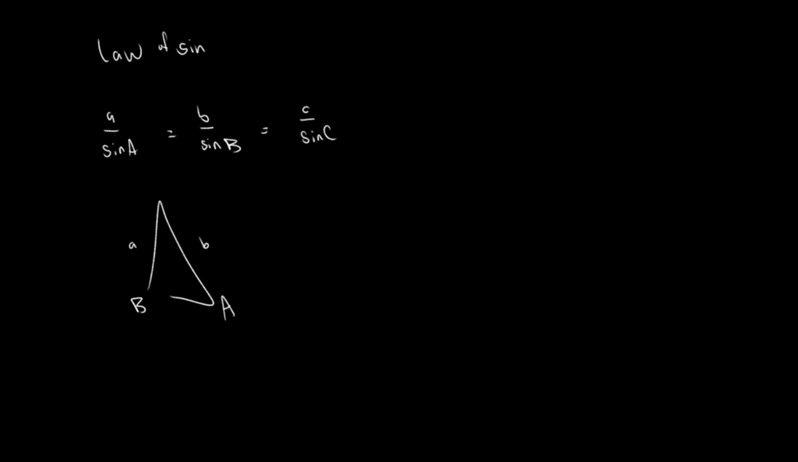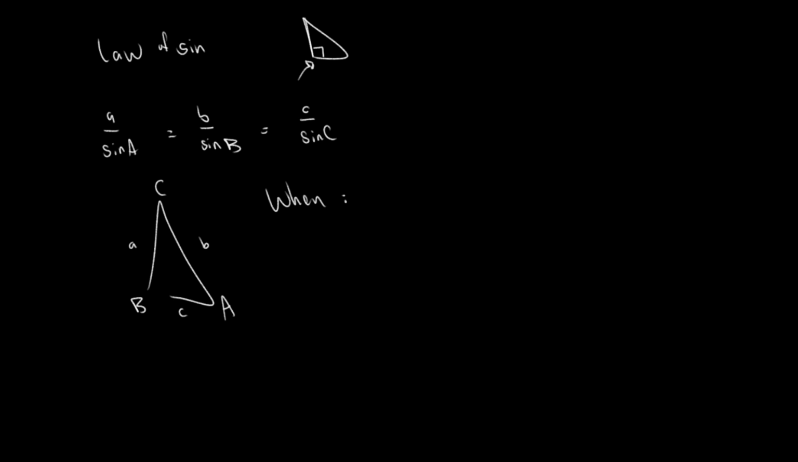So this will be angle C. What this necessarily means is, in a non-right triangle, meaning we don't have a right-angled triangle, then we need to use the law of sine. So when can I use the law of sine? Let's make some notes. When can I use it?